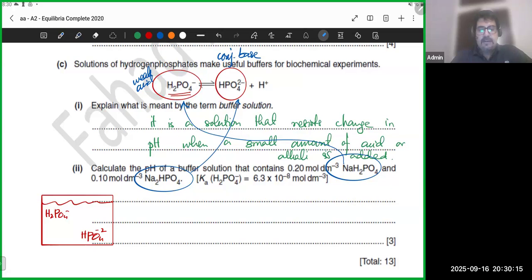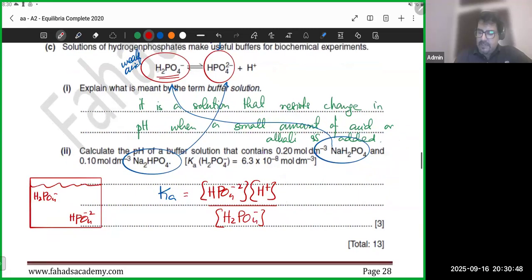Anyway, you're being asked to calculate the pH of this buffer. So what is the pH of the buffer? You've been given Ka, the dissociation constant. The dissociation constant is the equilibrium constant of a weak acid dissociating. So what is the expression? It's the HPO4 minus 2 concentration, that's my product, times the H plus 1 concentration, divided by my weak acid concentration, which is H2PO4 minus 1. All I need to do is plug in the values.